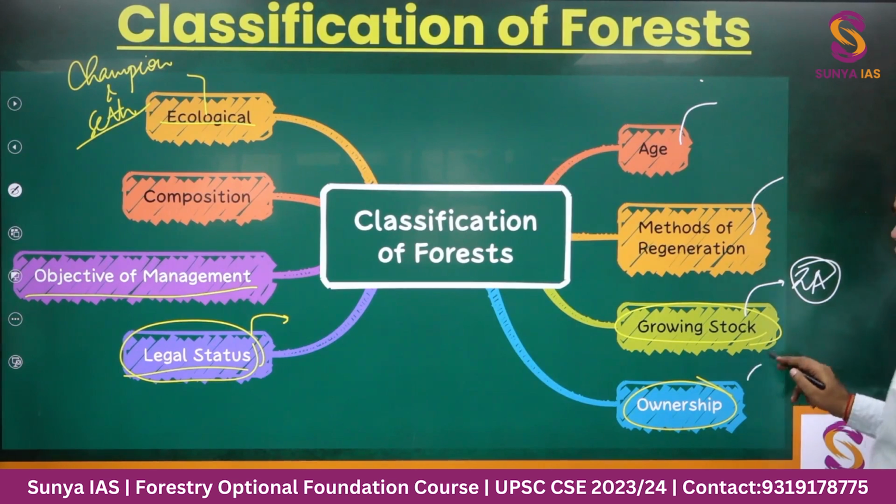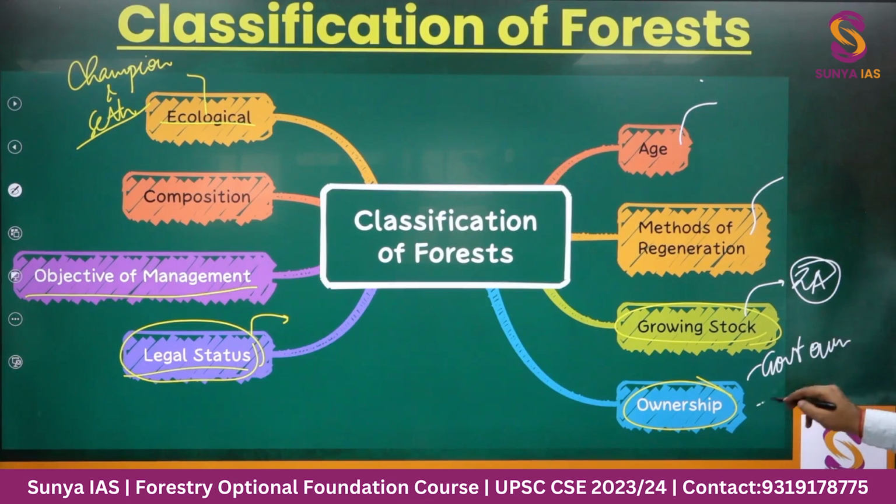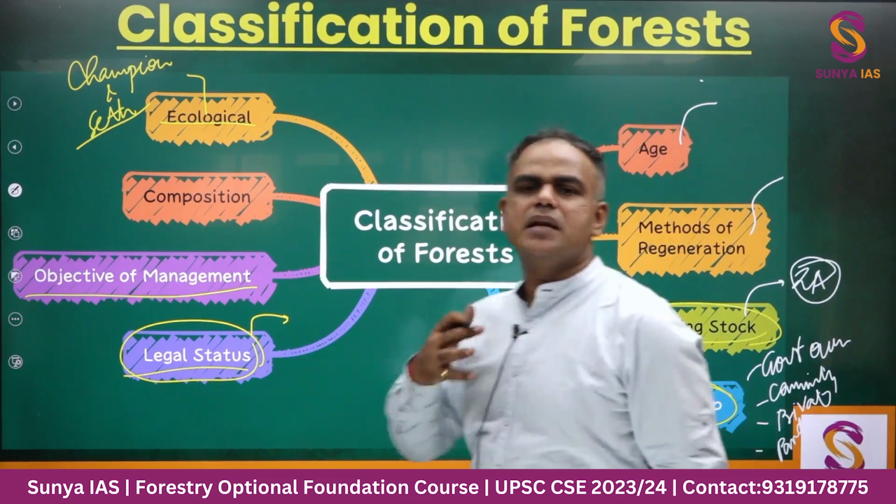One can be government owned, one can be community owned, and of course one can be privately owned. And lastly, it can also be owned by panchayats. I don't have to explain what this means. I think this is self-explanatory: government ownership, community, private land, and the case of panchayats.